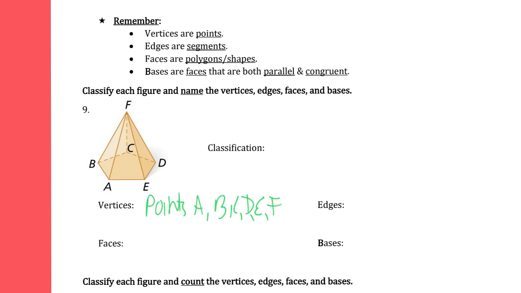The edges are going to be where two faces meet, and there are going to be 10 of them. We don't want to list them all, but the edges are segments, and some of them would be like AE. You either write the word segment AE, or just write the two letters. You could do ED all the way around the whole bottom, and then also the slanted ones that go from A to F. You could do A to F, E to F, D to F, C to F, B to F, etc.